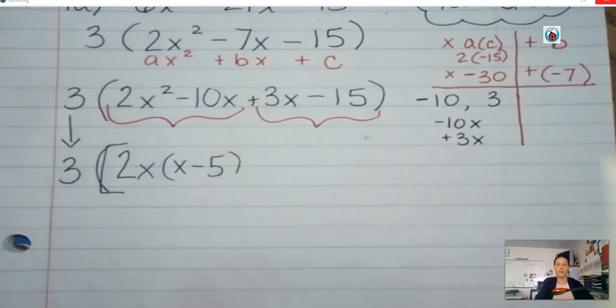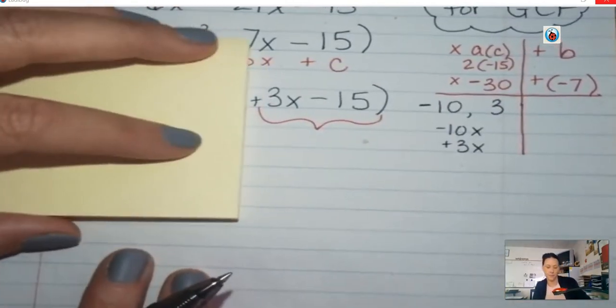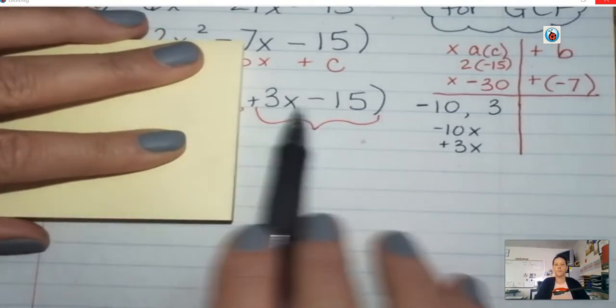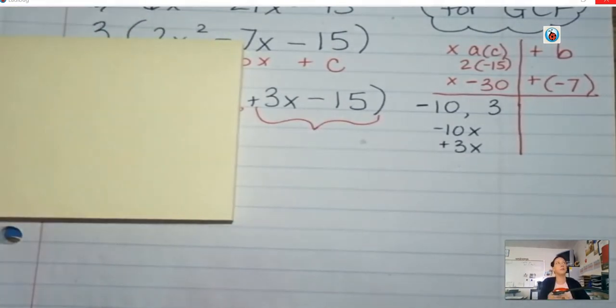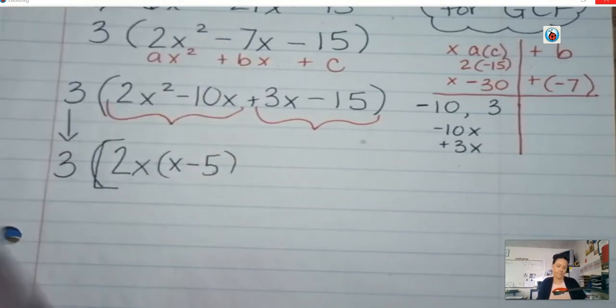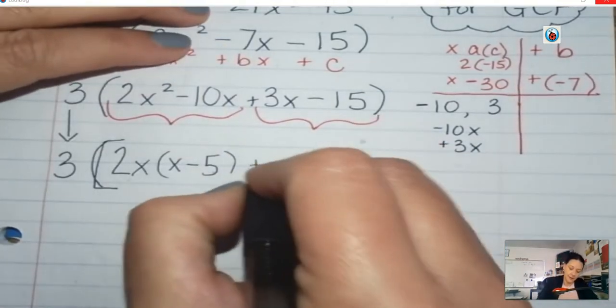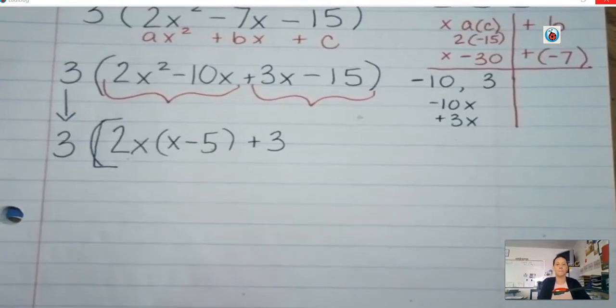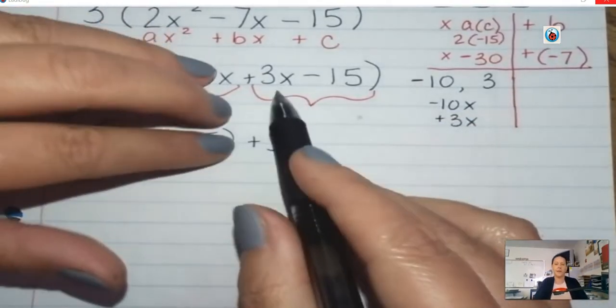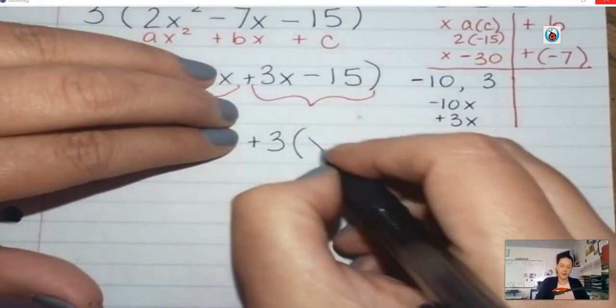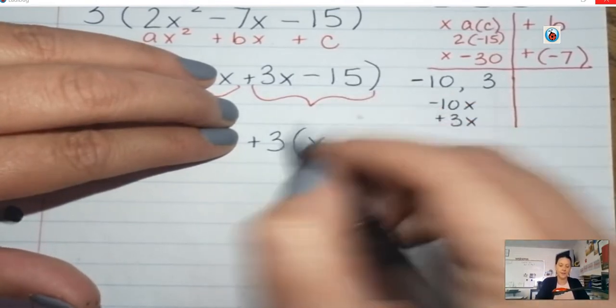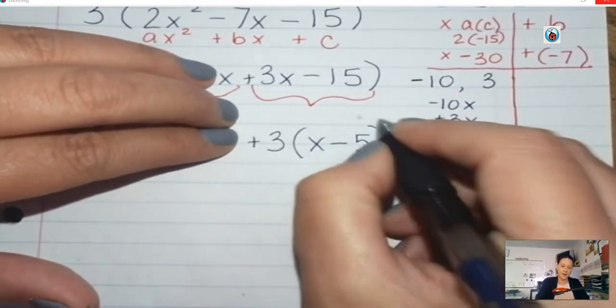Okay, then go to the second half. Figure out what you're going to pull out that they both share. So you can pull out a positive 3, so put plus 3. If I pulled out a 3, I still have an x, minus 15 divided by 3 is 5.